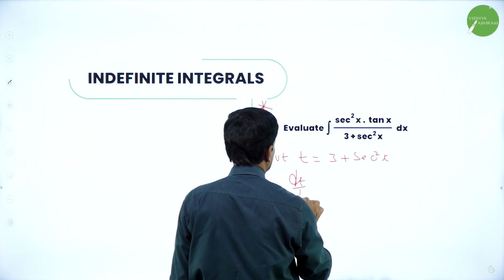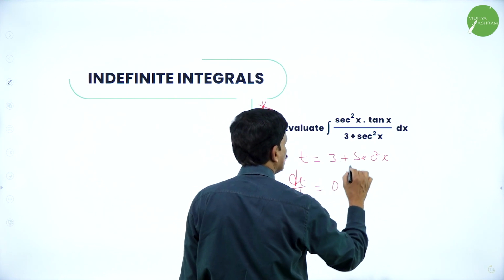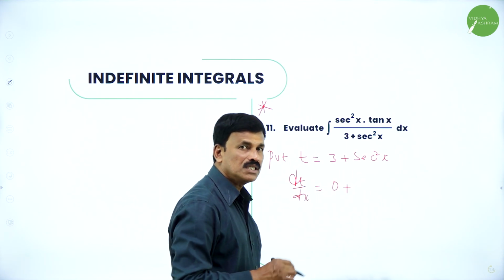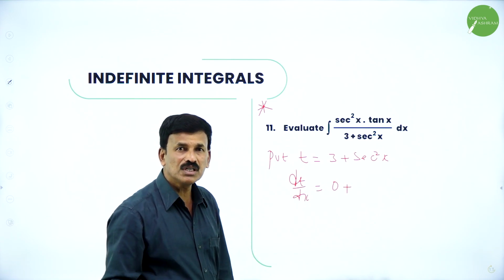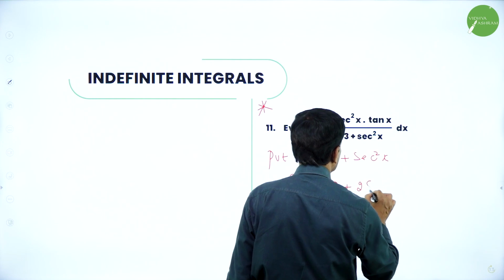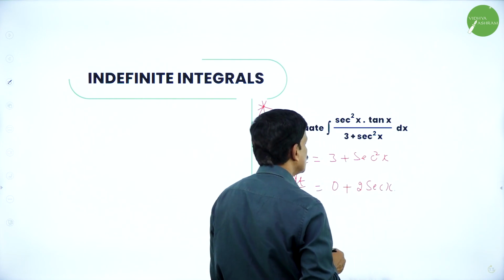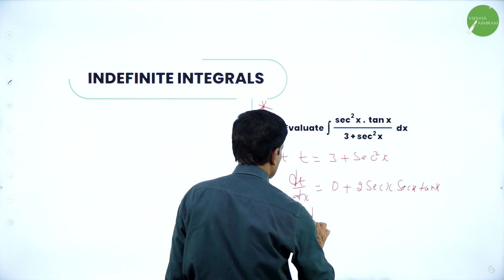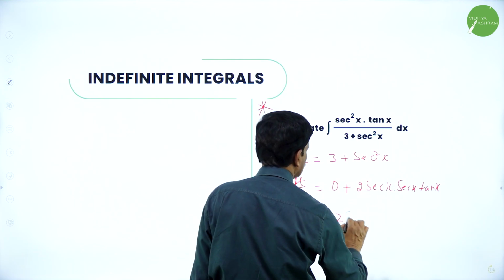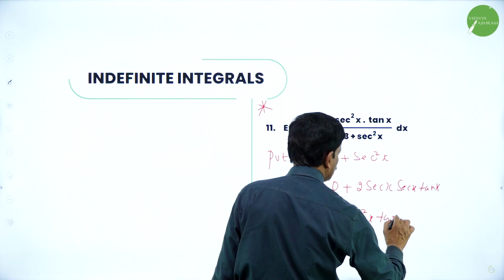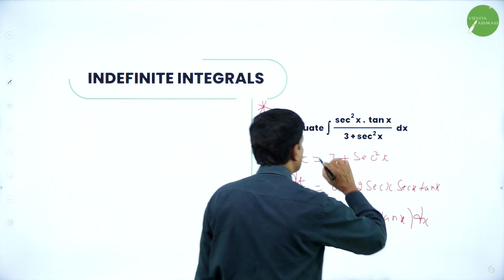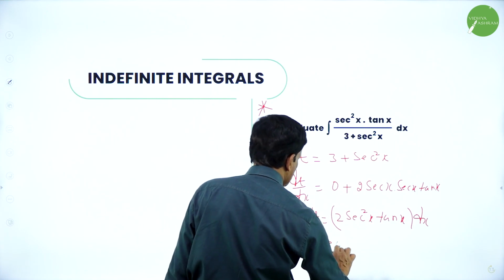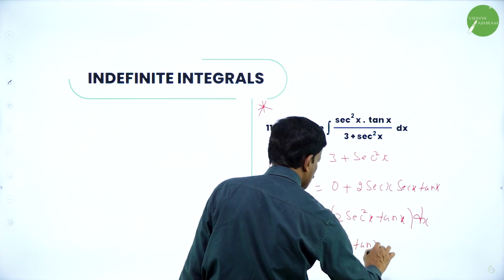Now, differentiate it. dt by dx is equal to derivative of 3, constant, 0. Differentiation of secant square x is, this is function of a function. F of x to the power of n is n into f of x to the power of n minus 1 into d by dx of f of x. What is n here? n is 2: 2 secant x into differentiation of secant x, which is secant x into tan x. So, therefore, dt is equal to 2 times secant into secant, which is secant square x, into tan x dx. Just bring this 2 to the denominator: dt by 2 is equal to secant square x tan x into dx.